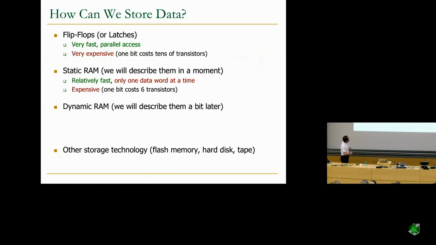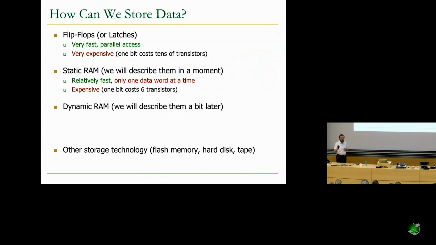Static RAM, SRAM, we will see that soon. It's relatively fast, only 1 data word at a time. That's the downside. It's also expensive. 1 bit costs about 6 transistors. There are different variants of SRAM, but the 6T variant is actually used in many systems today.